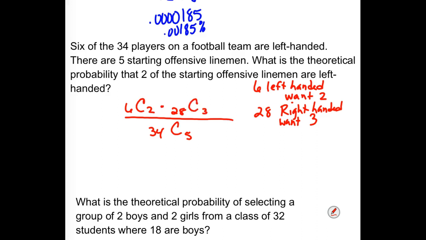All right, go ahead and grab your calculators. I'm going to pause it for a second so you can figure that out. All right, so calculating that, you should end up with 0.1766 as a decimal, which would be about 17.7%. Okay.